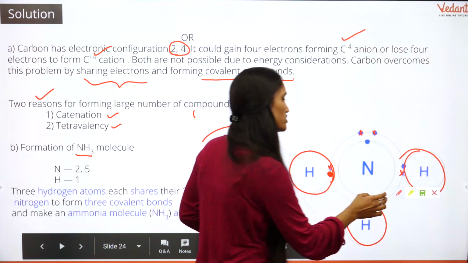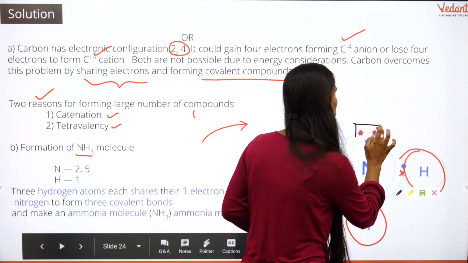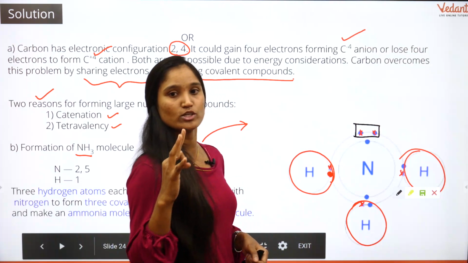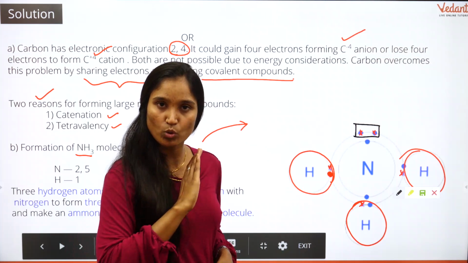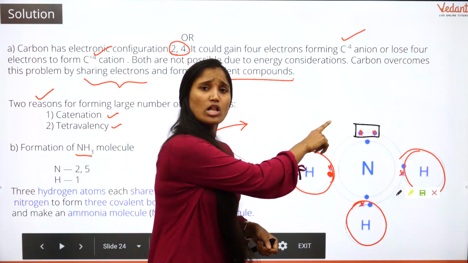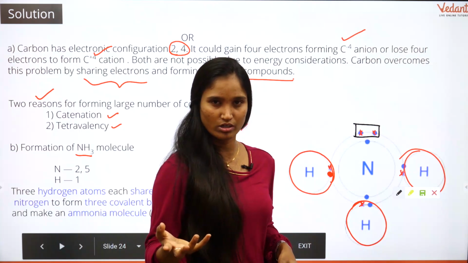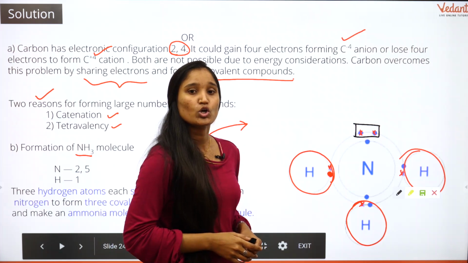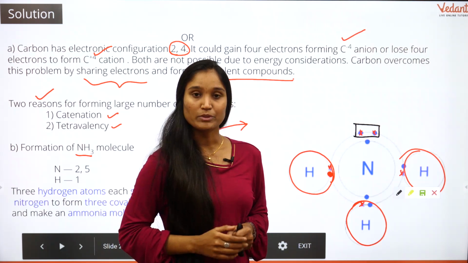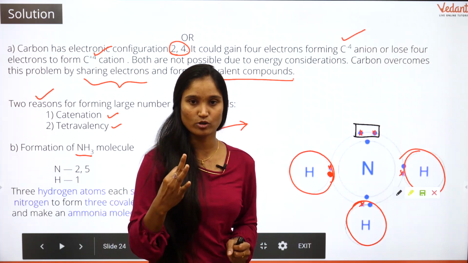But you have to observe something over here. Nitrogen shares only 3 pairs of electrons, and 1 pair of electrons remains as it is in the valency shell. They don't involve in chemical bonding. You call that a lone pair, but you don't need to learn it now, just for your information. So this is how a covalent bond is formed between nitrogen and 3 hydrogen atoms.